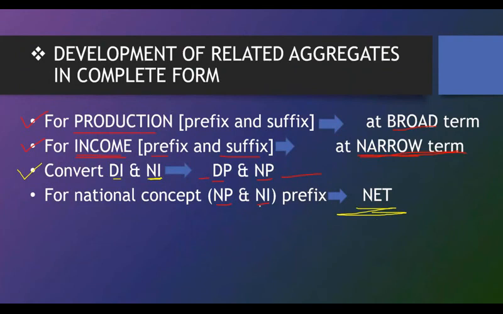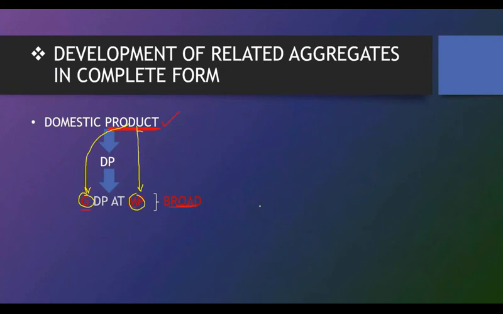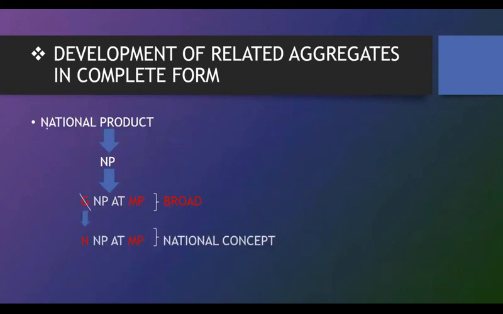Now understand this with another example. Here, children, I am saying a national concept is given in the question itself. You all know national product; we have written national product first as NP. And because of national product, the prefix and suffix will be in the broader concept. You all know.